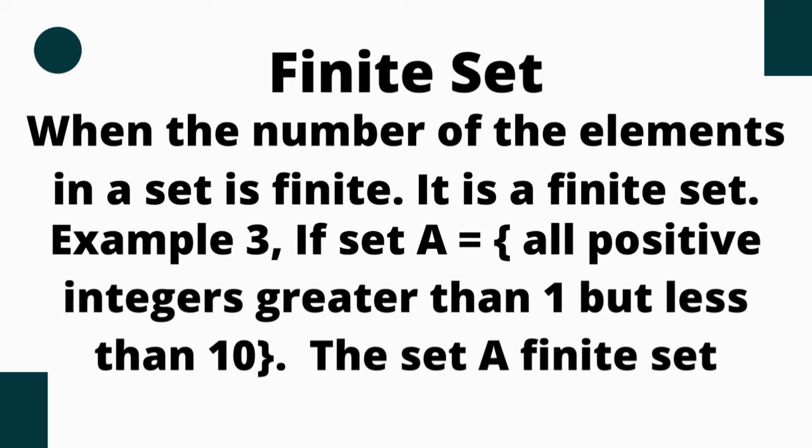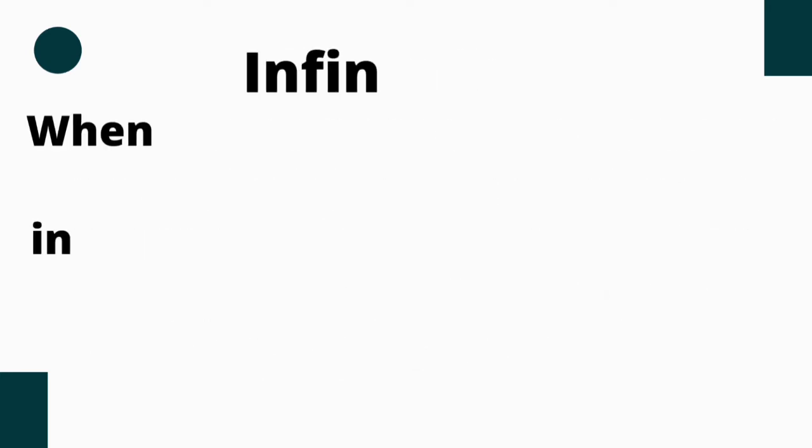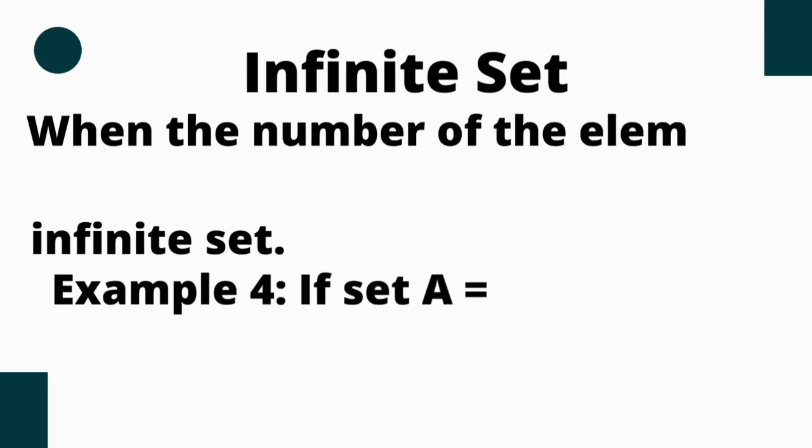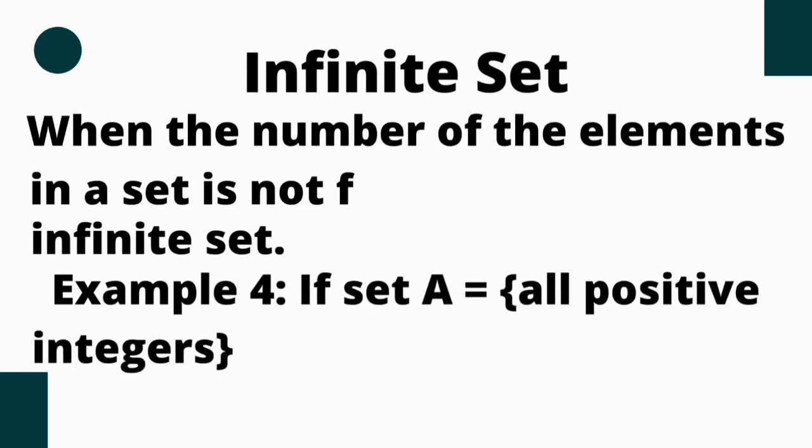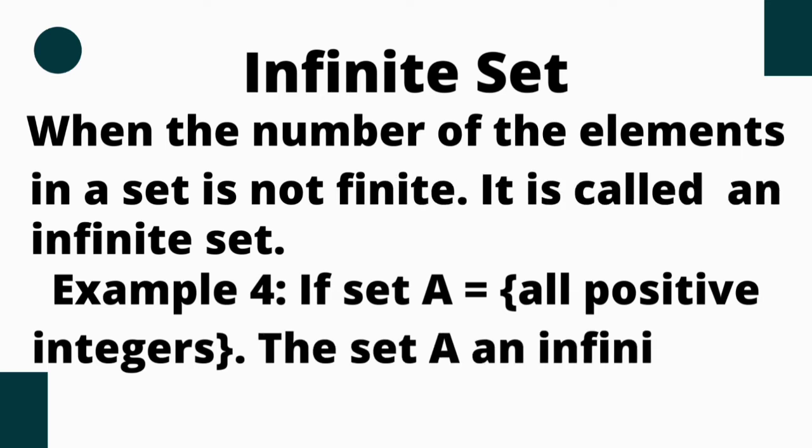Alright? Positive integers greater than 1 but less than 10 starts with 2 and ends with 9. Infinite set. When the number of the elements in a set is not finite, it is called an infinite set. Example 4. If set A is equal to all positive integers, then the set A is an infinite set. It is an infinite set because the end is not defined.